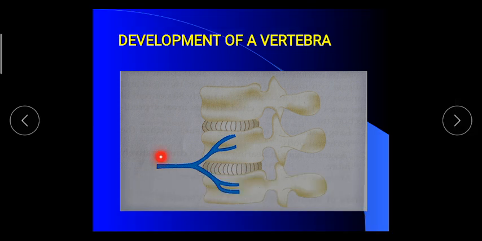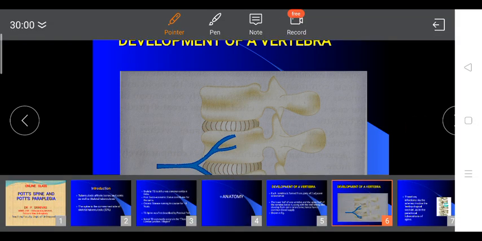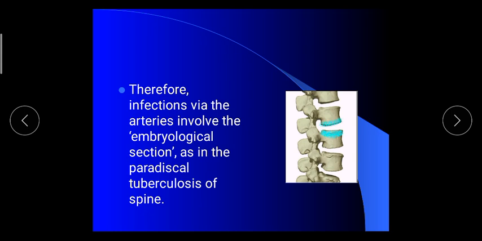See, this is the artery which supplies both the adjacent vertebrae. The infections come through the arteries and they involve the embryological section, that is, it affects one sclerotome. So this is the paradiscal variety of TB spine. You can see that two vertebrae are involved even though the infection is coming from one artery.